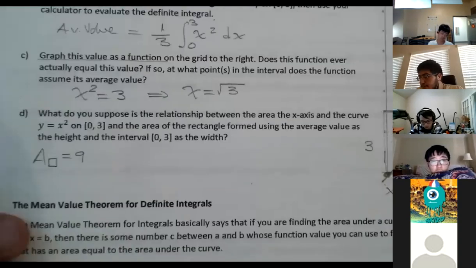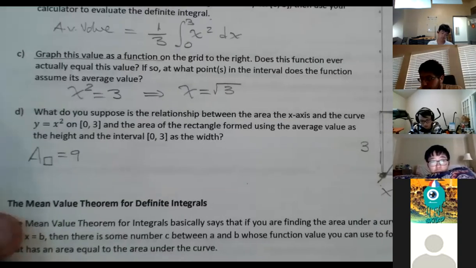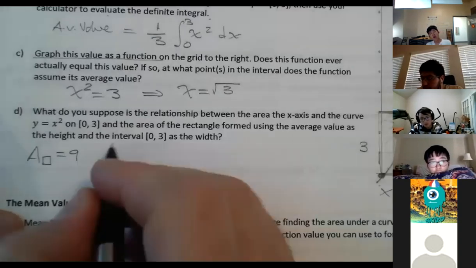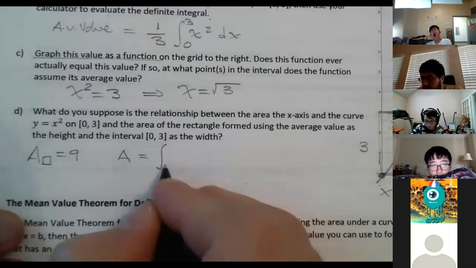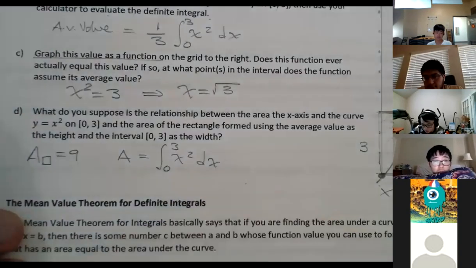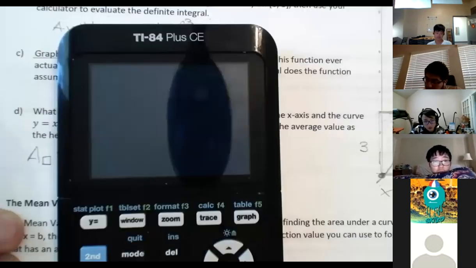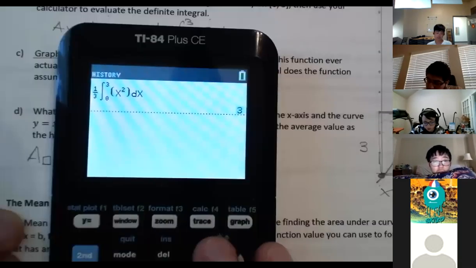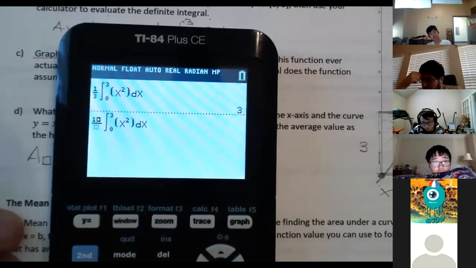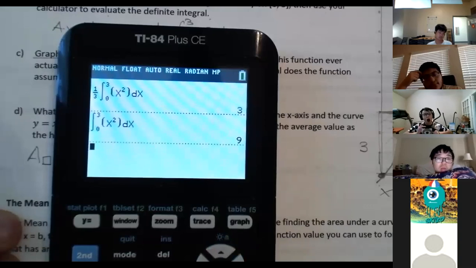Right? Oh, okay. I thought you were talking about this smaller rectangle. No, the whole thing, this, right? Now, what is the area given by the integral from 0 to 3 of x squared dx? Let's find it on the calculator. All I need is to get rid of this 1/3. Just the integral. How much is that integral?